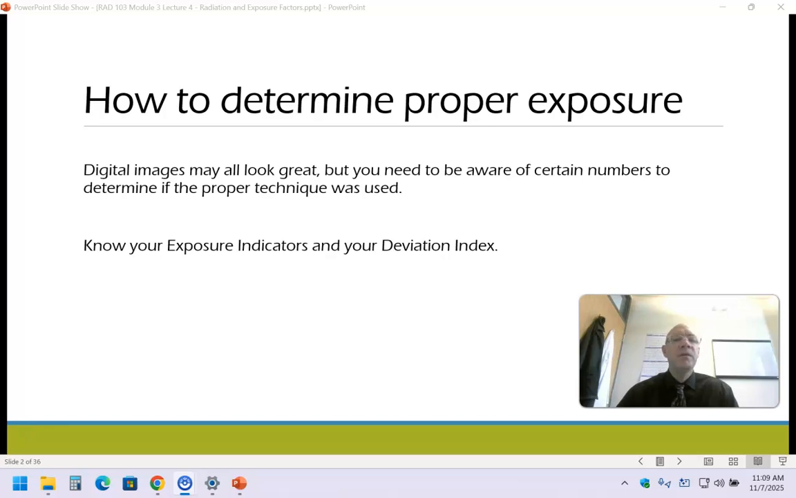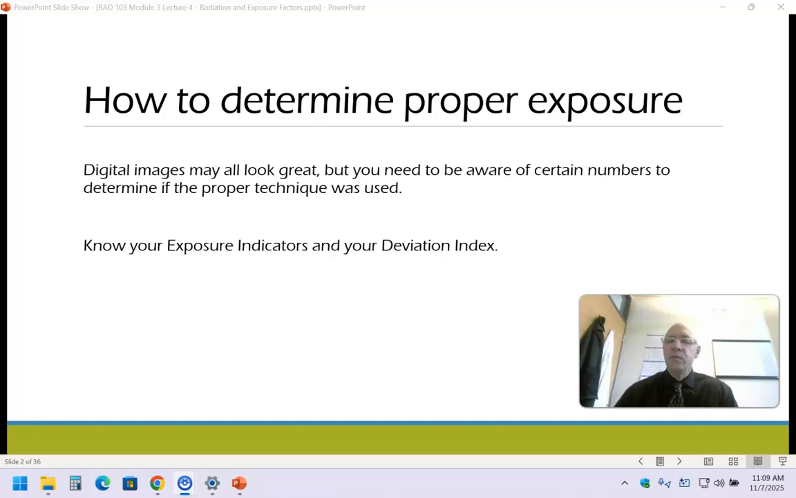I've mentioned before that with digital imaging, you can't determine whether or not you used the right technique simply based on looking at the image. But with film, this was a whole different story. When you didn't use the right technique with film, you got a poor image, and so you would have to repeat the X-ray. That's not the case with digital.